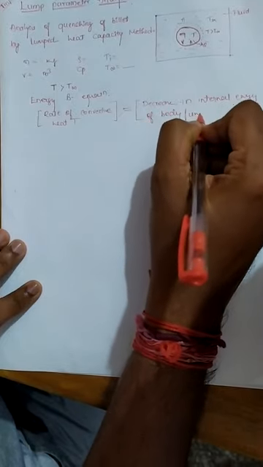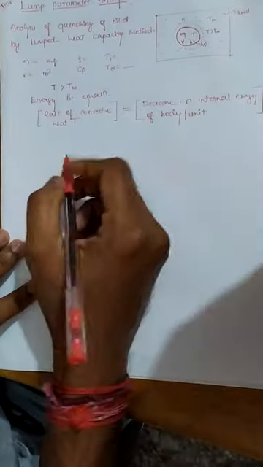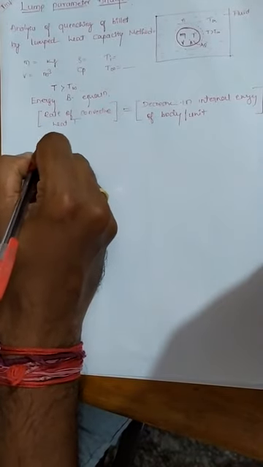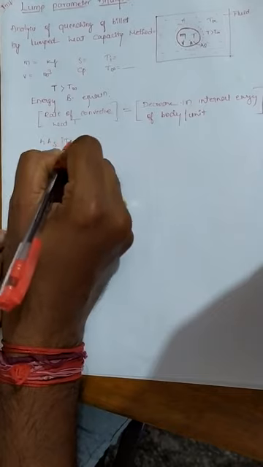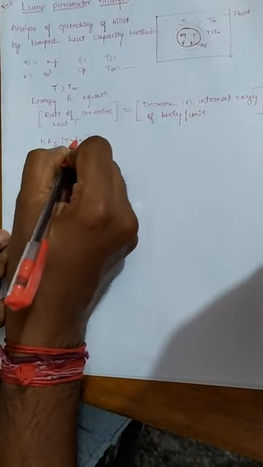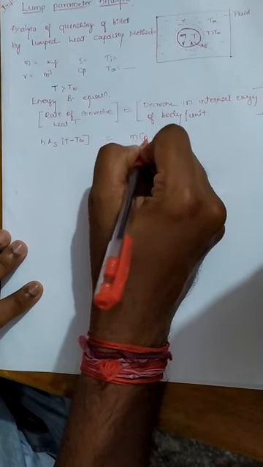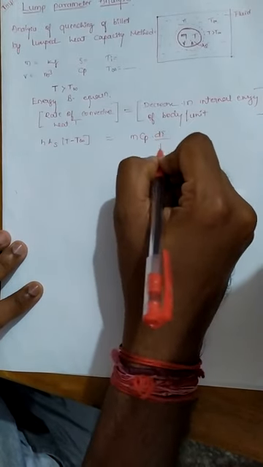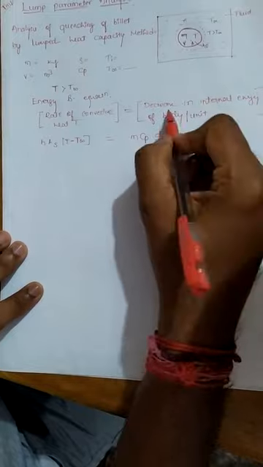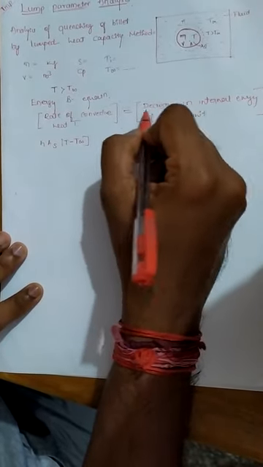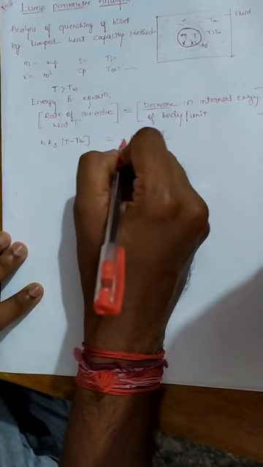The rate of convective heat transfer is given by h into As into (T minus T infinity), which is equal to m Cp into dT by dt, that is the decrease in the internal energy of the body. Here there is a decrease in internal energy, so a negative sign.